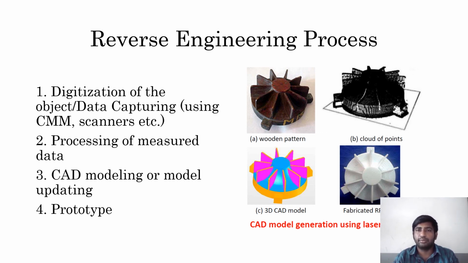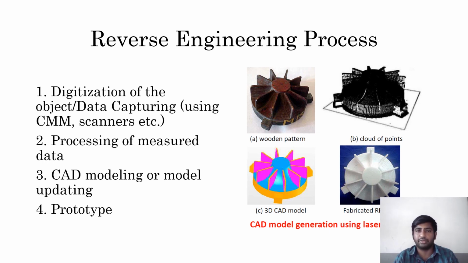So this wooden part is the pattern, or the original part. We consider this as the pattern or original part. The original part will be recreated by using a three-dimensional scanner. This is the point cloud of that wooden pattern. After that, the point cloud will be transferred into a three-dimensional model.